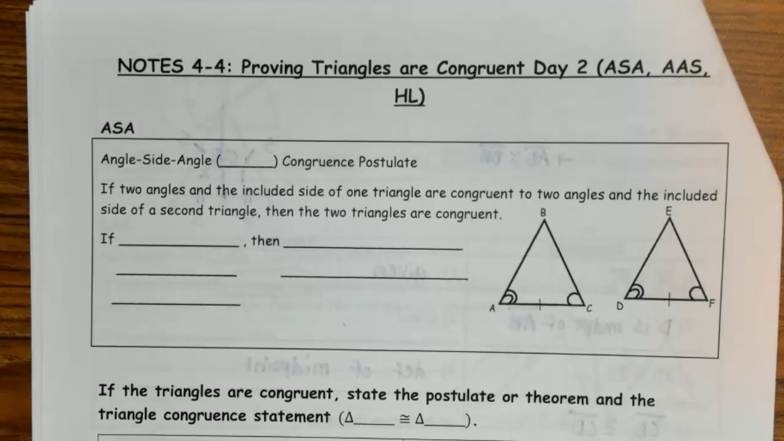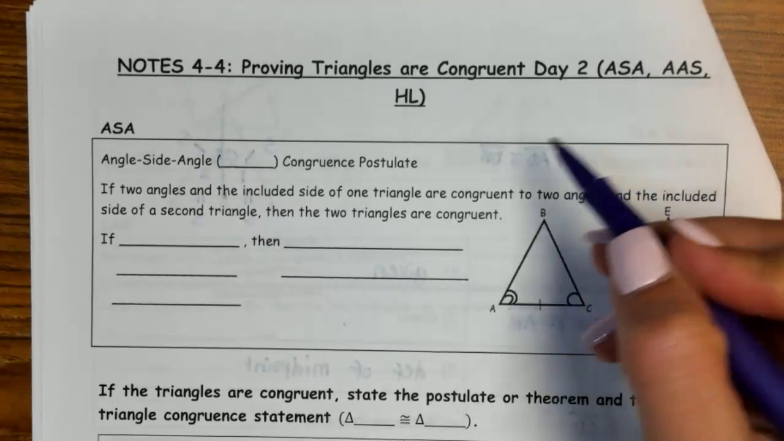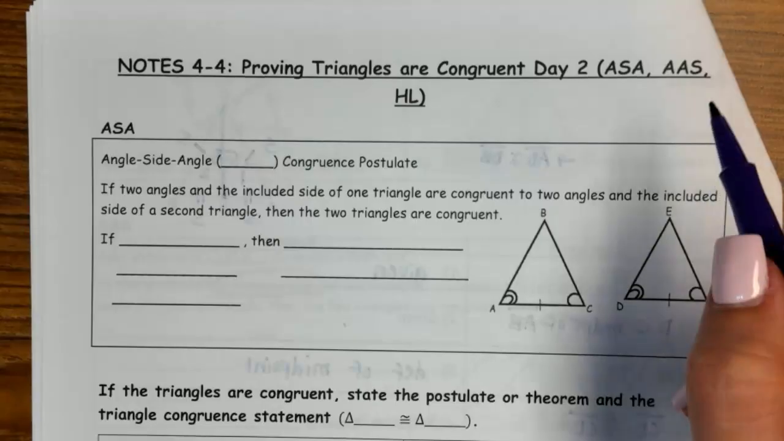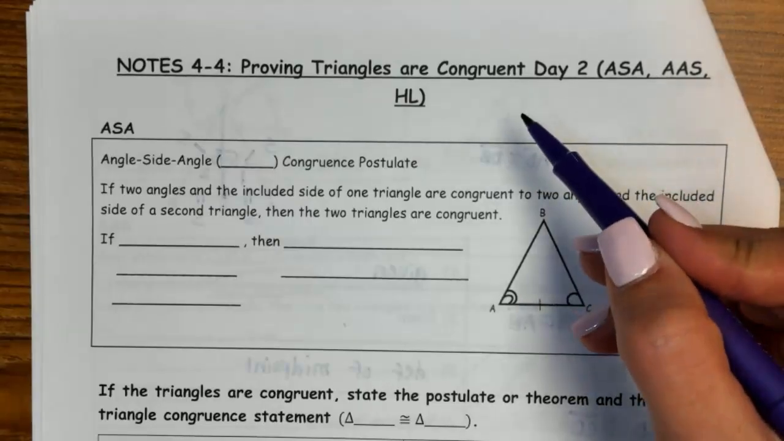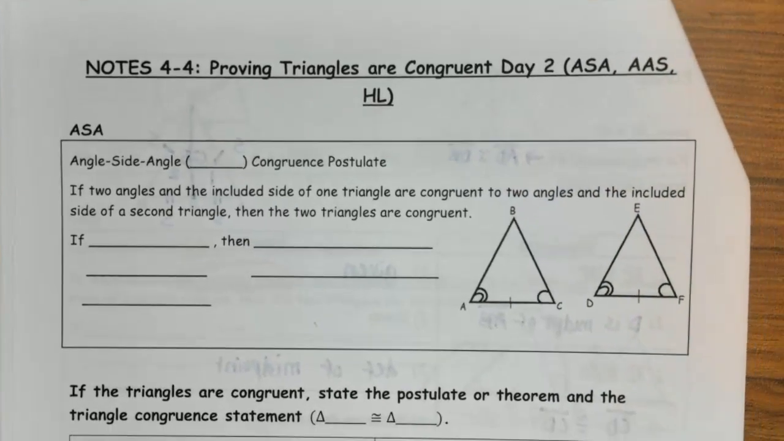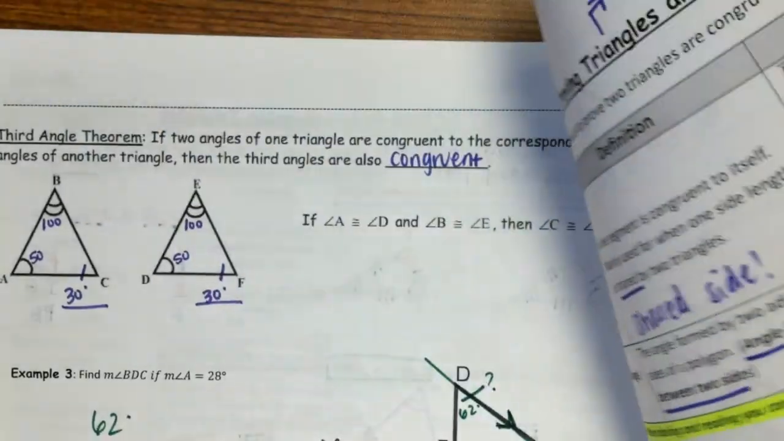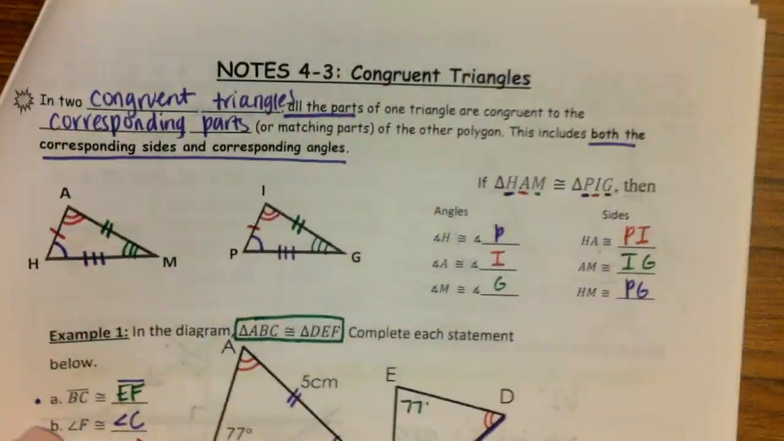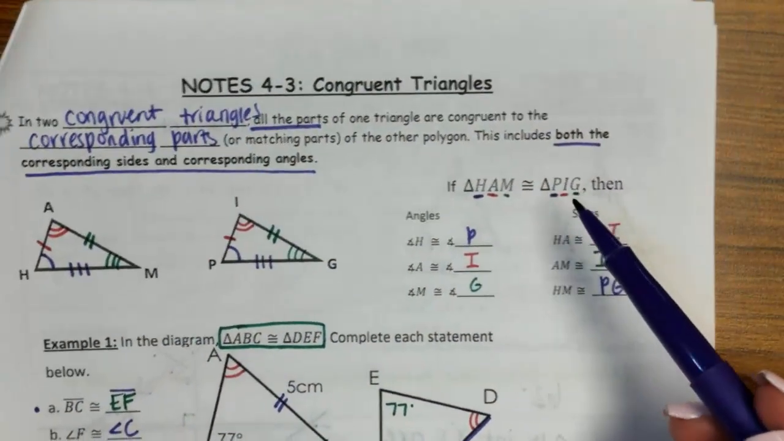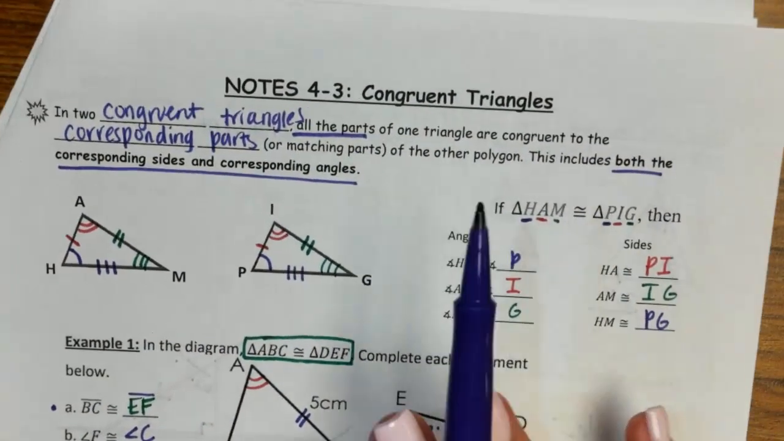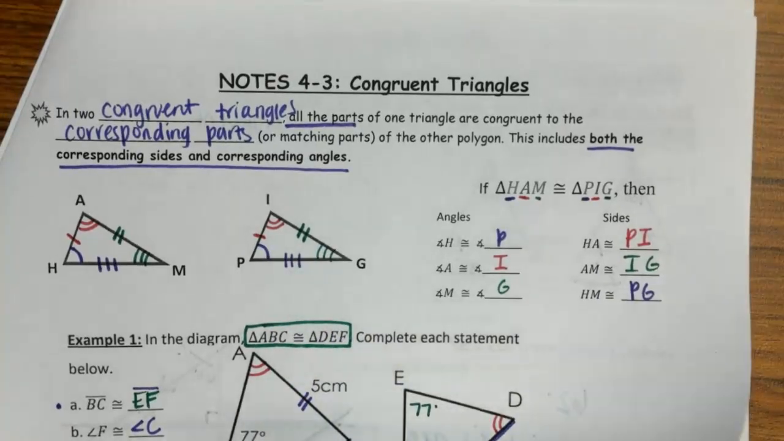Alright, so this is 4.4 day 2. We are still proving triangles congruent, and we're going to finish the last 3 shortcuts of how to prove triangles congruent. Remember from day 1, or from 4.3, when we started with naming all 6 of the corresponding congruent parts, to figure out what are matching for congruent triangles.